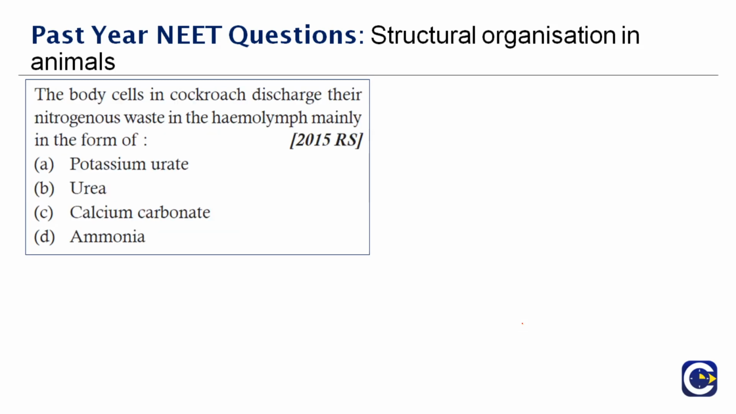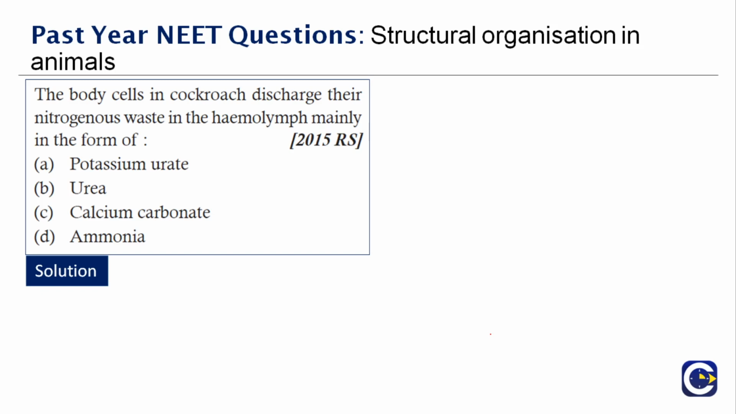Okay, next question here. The body cells in cockroach discharge their nitrogenous waste in the hemolymph, mainly in the form of dash. Okay, this is a very easy question for you. When we talk about cockroach, the body cells of the cockroach discharge, of course they are also living organisms, they will also discharge waste, right? That is metabolism going on in any living organism. Any living organism will have metabolism, because we all intake food to survive, and that will get metabolized and the remains will come out of the body. The same thing happens here for cockroach, but for mammals it will be mostly urea.